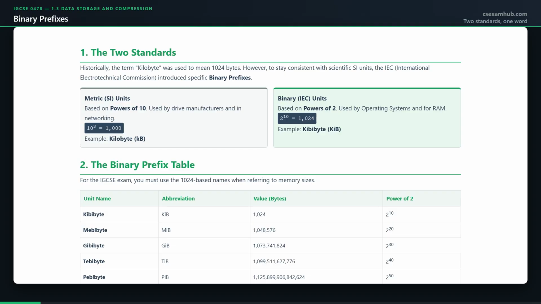The binary system uses powers of 2. A kilobyte is 1,024 bytes, because 2 to the 10 is 1,024, and that is the natural unit for a machine that addresses memory in binary. So computers work in powers of 2, and the rest of the world works in powers of 10, and the two very nearly agree, which is precisely why the confusion persisted for so long.